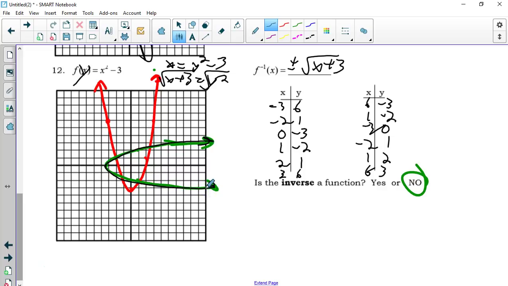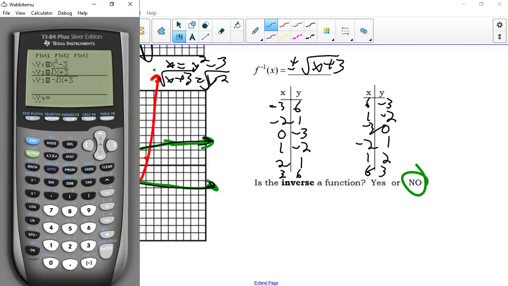And I want to show you that on the calculator. I already have these entered to save time. So there's x squared minus 3. There's the square root of x plus 3 and negative the square root of x plus 3. You'll see as it graphs the inverse in two separate parts. Here you go. Here's the parabola. Here's the positive. And now here's the negative. And again, you can go to your table and get all the points you need.